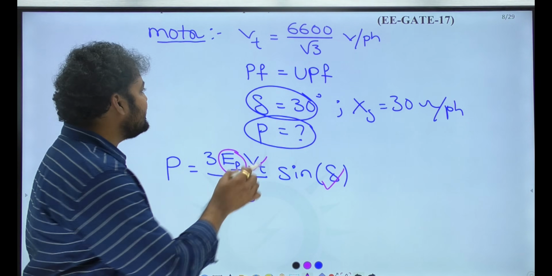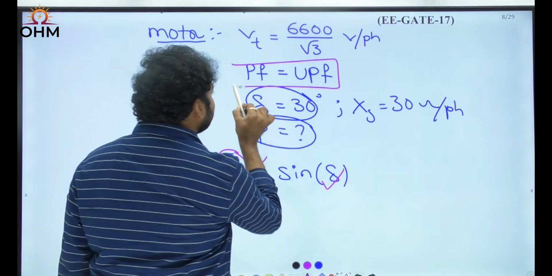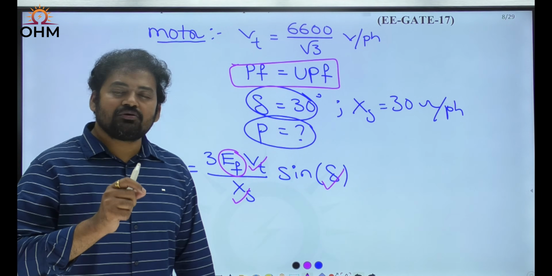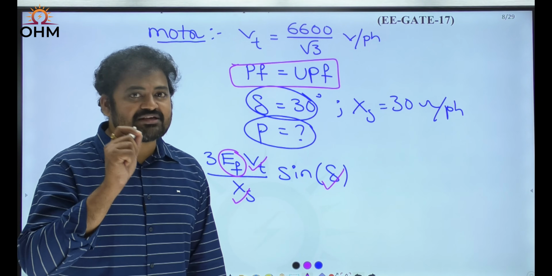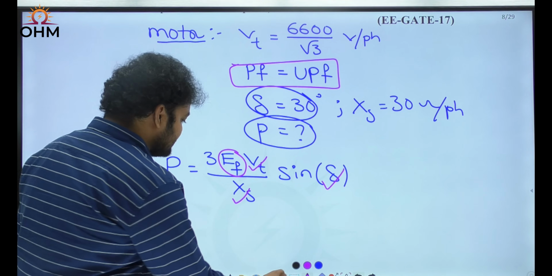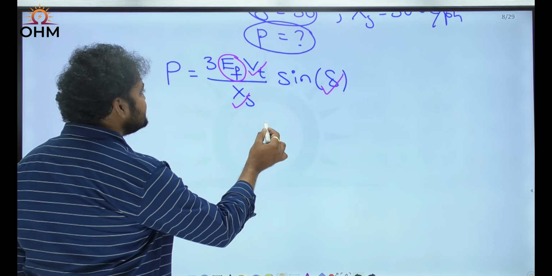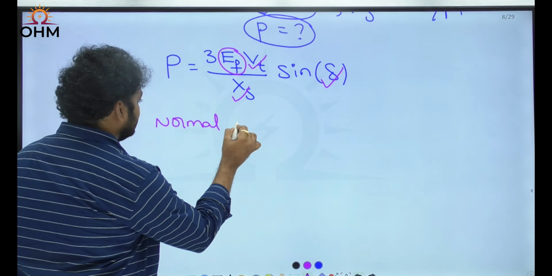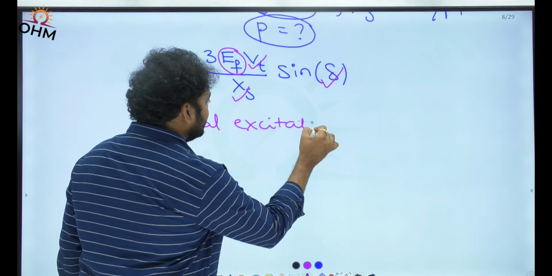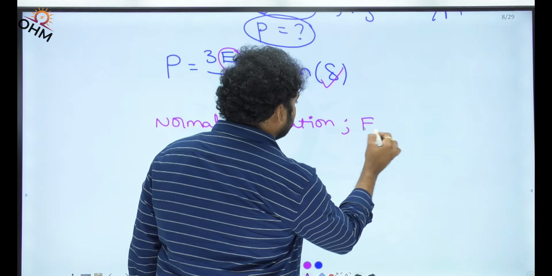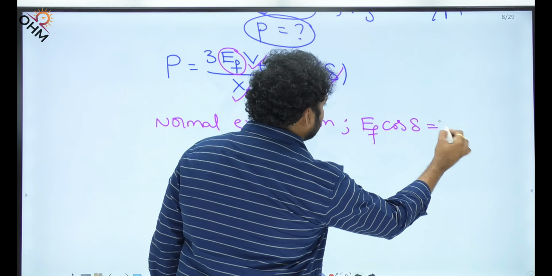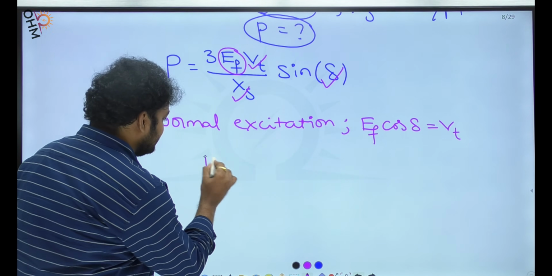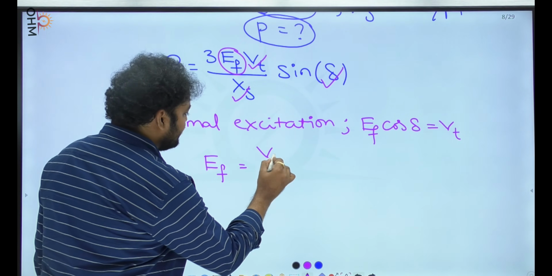To calculate EF, I will use the power factor information given. At what power factor is the machine operating? Unity power factor. We all know that unity power factor means normal excitation. Normal excitation means, can I write down EF cos delta is equal to VT? What is the condition for normal excitation? EF cos delta is equal to VT. From this equation, you can find out EF value. Therefore, EF is equal to VT divided by cos delta.